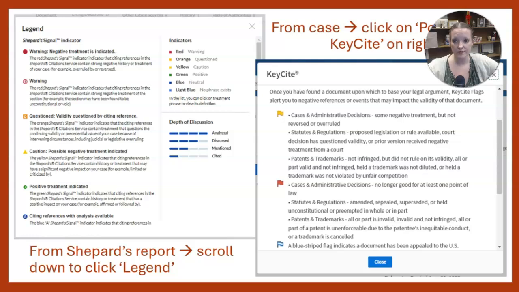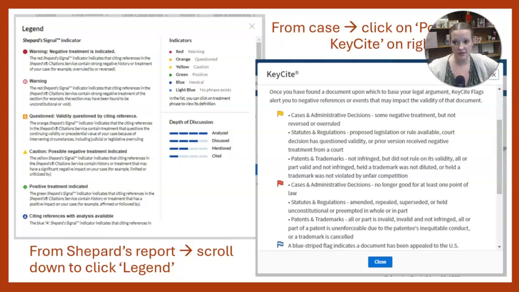So on the right here, we see KeyCite, right? That is the name of our citator on Westlaw. If we're looking at a case and we click on Powered by KeyCite, which is at top right, this image at right here will come up and show us these respective meanings for the different flags. As you'll note, these flags can have different meanings depending on whether you're looking at cases or statutes, right? Case law or codified law.